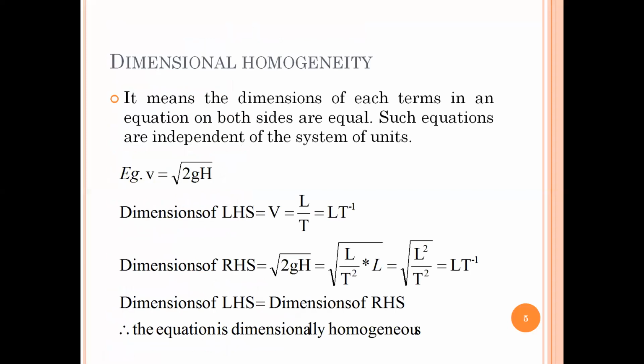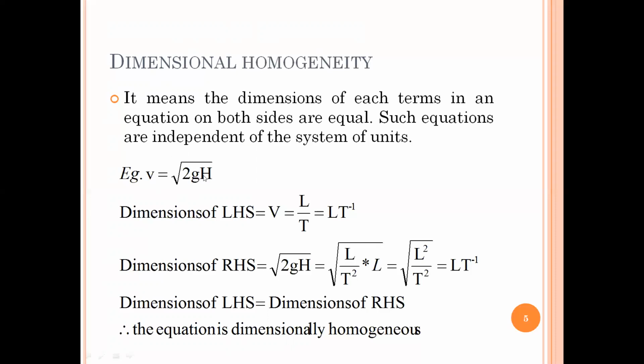Now coming to dimensional homogeneity. In this module, I have explained everything with examples, because it's a process, and a process is best understood with the help of an example. Dimensional homogeneity means that the dimension of each term in an equation on both sides is equal, and such equations are independent of the system. Whenever dimensional homogeneity exists, the system of units is not of importance because the dimensions are equal on both sides.